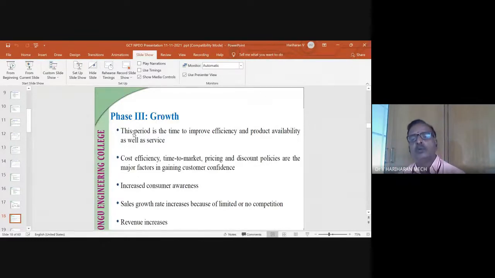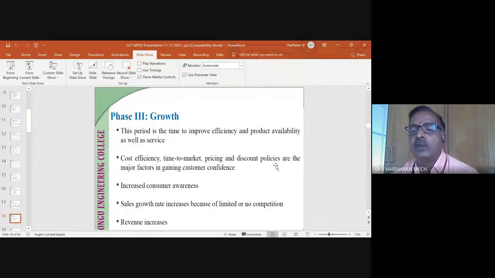So once the growth has started for your product, you should provide wonderful service. That is very, very important. Today, for every product, the customer expectation is proper servicing. Similarly, product availability will be very, very essential in the growth period. Then cost efficiency and time to market. So when the product is required in the market, you can launch it at the exact time and give the product to the market.